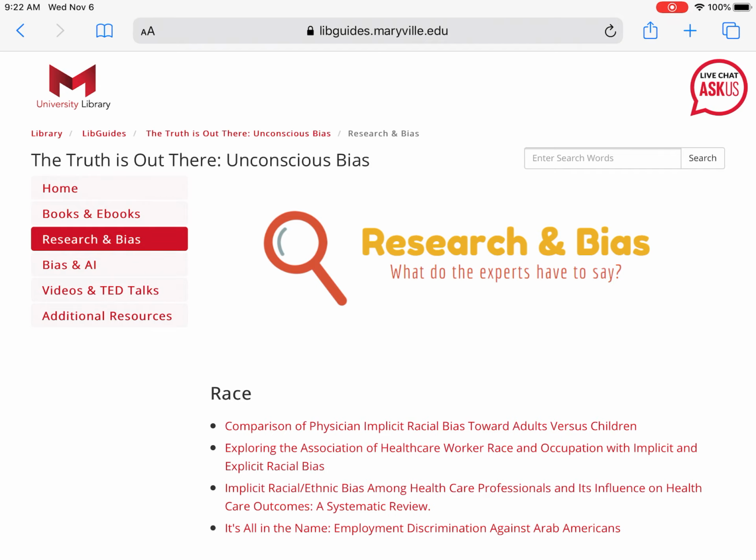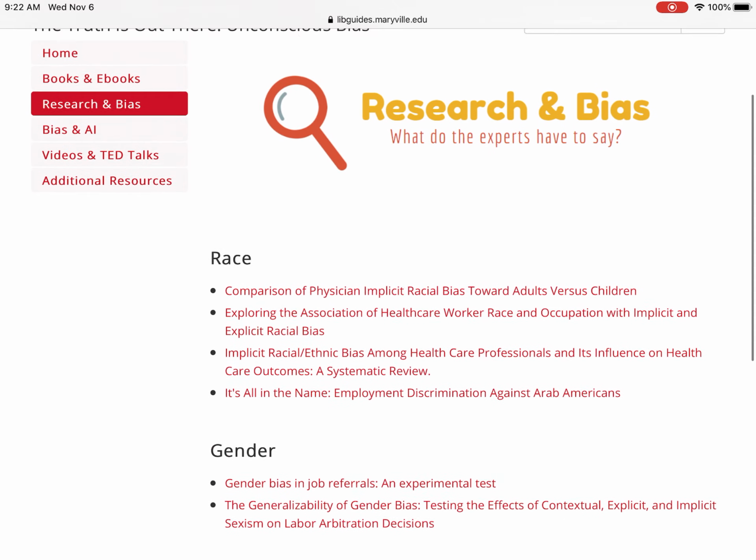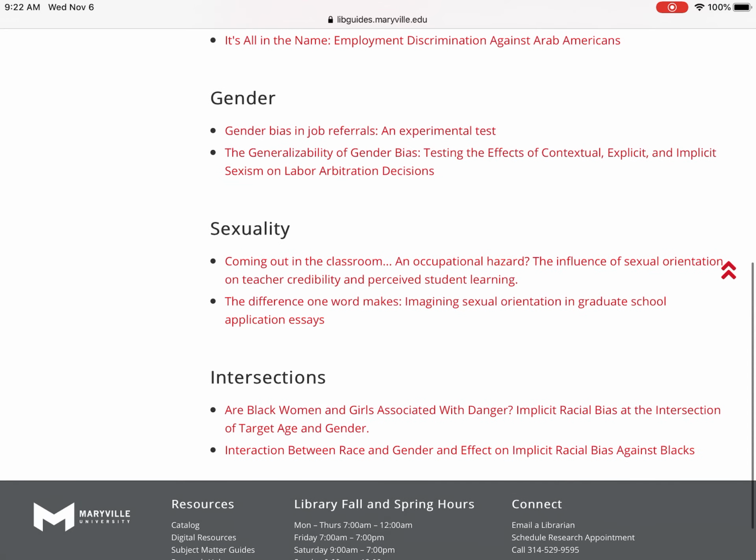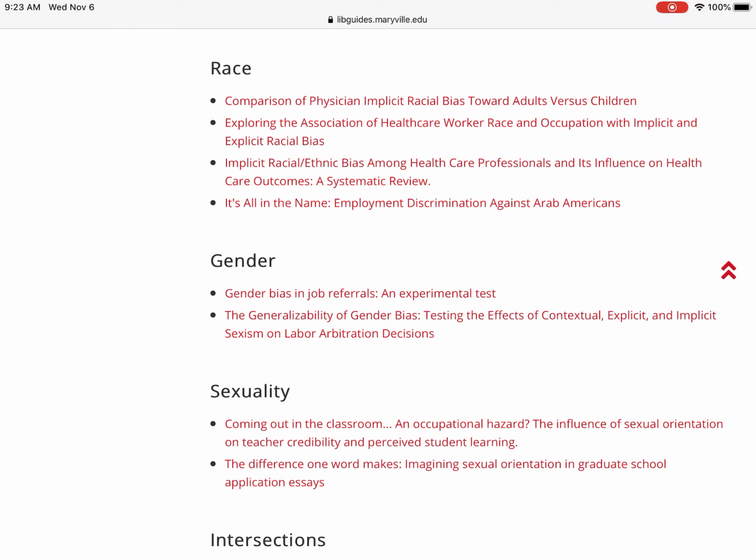Just like I was talking about previously with the examples of unconscious bias, these are a small selection of the many research articles that have been written on the subject of implicit and unconscious bias. I've organized them by race, gender, sexuality, and the intersections between them. There's been implicit bias not only with black individuals, but also black women, for instance. Race and gender happen a lot together. But there's also sexuality, which I haven't touched upon yet. There's a lot of bias depending on sexual orientation as well.